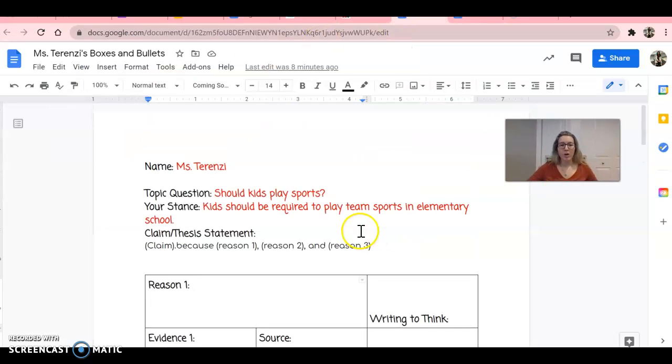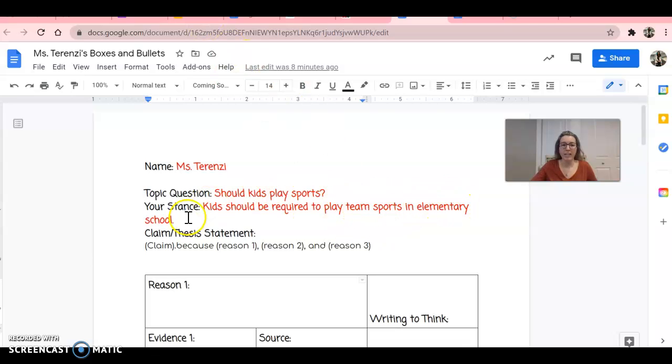All right, so from last time, I have entered my topic question and my stance. Kids should be required to play team sports in elementary school. Now I would like to point out that originally I had just said play sports. But I'm going to refine it and say I want it to be a team sport because I know that at some point in my paper, I would like to talk about teamwork and how it helps kids. So that's why I refined it and added that in there.